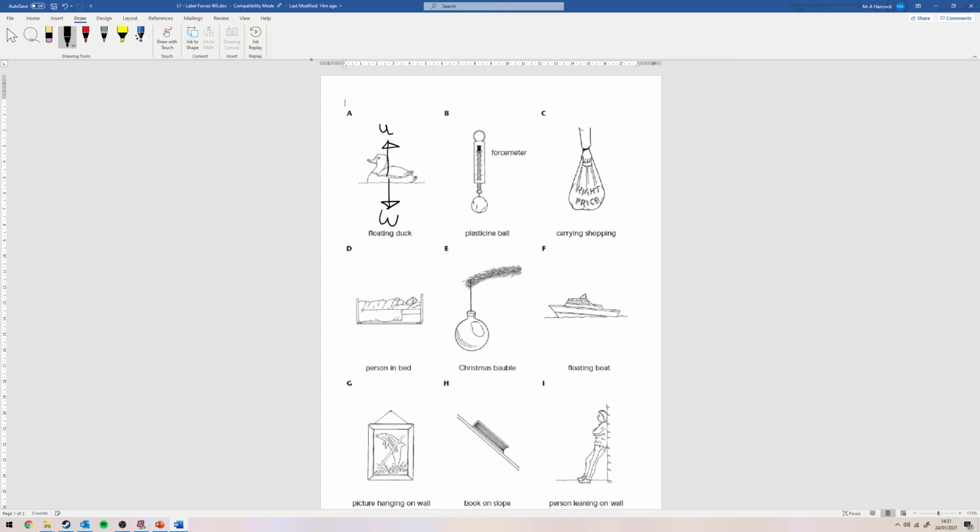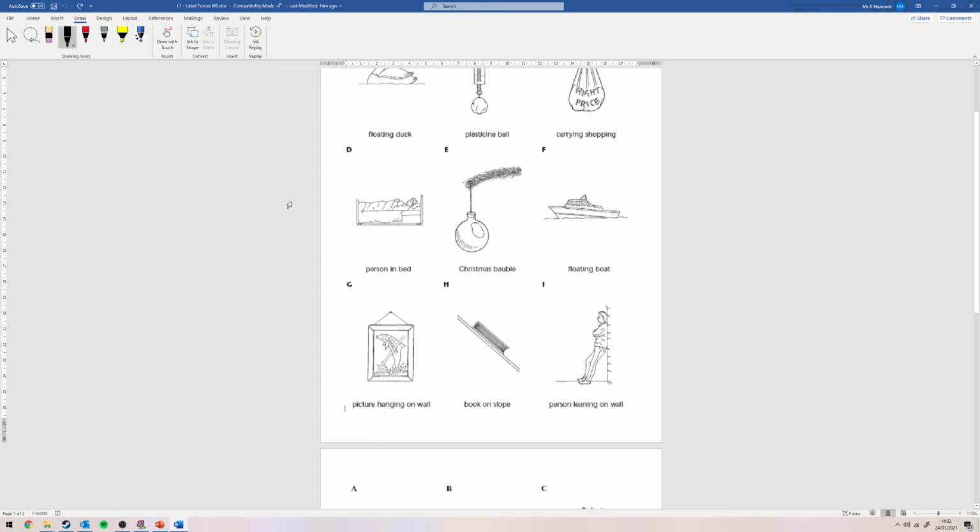So have a look and try and have a go at these 3 body diagrams. And then check your answers on the next slide.